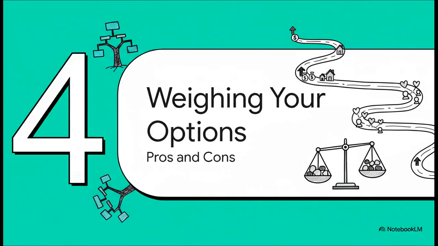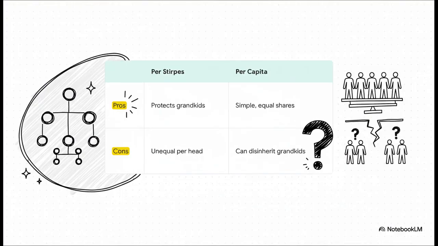So after seeing a difference that stark, how do you even begin to decide which path is right for your family story? Neither one is automatically better. It really all depends on your specific wishes for the future. And this chart lays out the core trade-offs perfectly, side by side. You see, per stirpes is all about protecting the family line, making sure no branch gets left behind. Per capita, on the other hand, it prioritizes equality, but only among the people you named who are still living. And that, of course, carries that huge risk of accidental disinheritance.